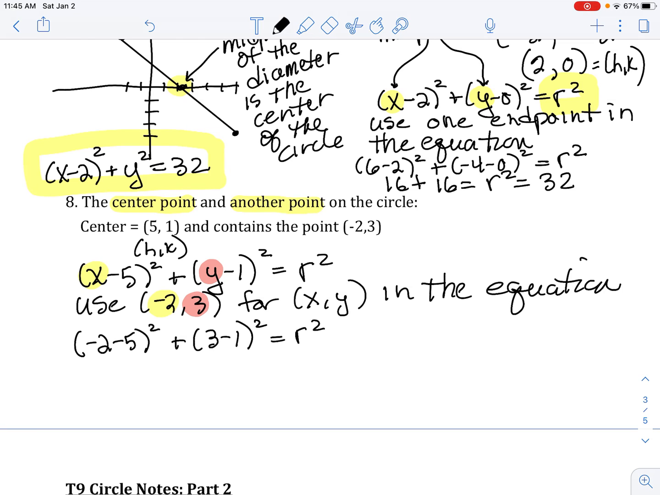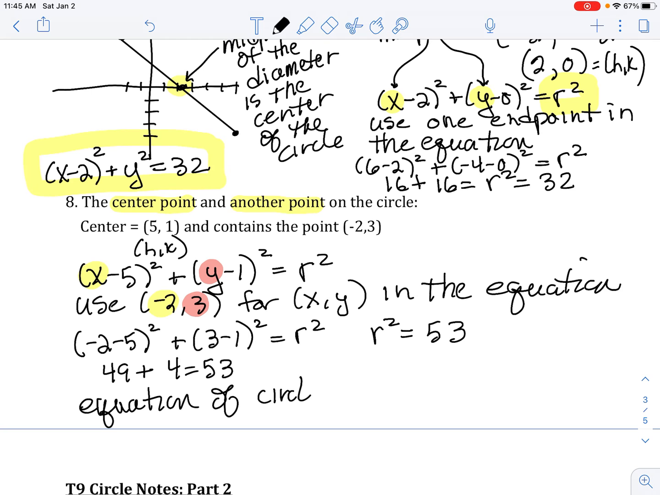All right, I'm going to pause so that you can tell me what r squared is. So go ahead and do that calculation. All right, so 49 plus 4 equals 53. So r squared is 53. So you should have 53 in that blank. Okay, so the equation of the circle is (x minus h) squared plus (y minus k) squared equals r squared.